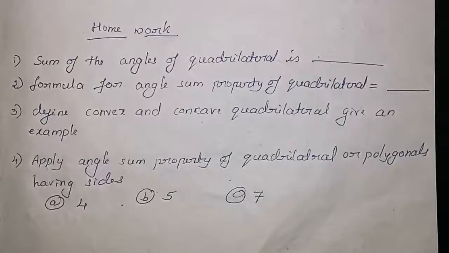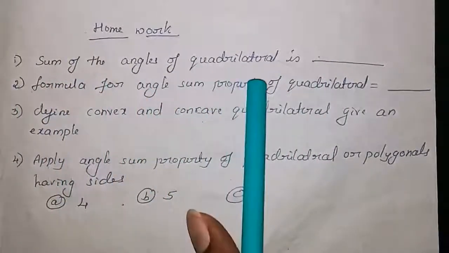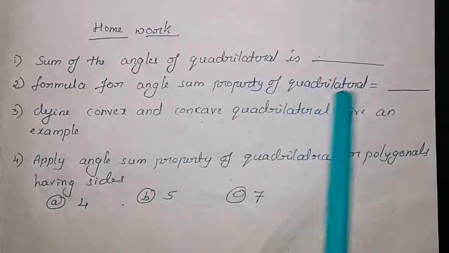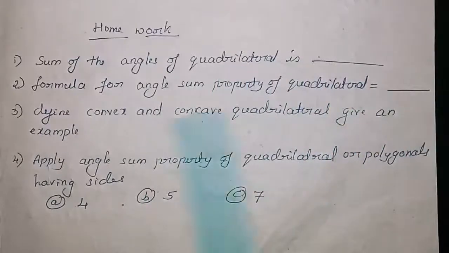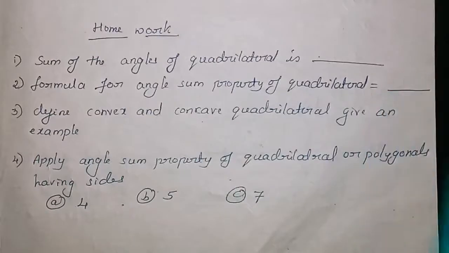Sum of the angles of a quadrilateral is, and here again you write the sum of the angles of a triangle is equal to, also include that one. And the formula for the angle sum property of a quadrilateral, the general formula you have to write. Define convex and concave quadrilateral. Give an example, that means you can draw the diagram. And apply the angle sum property of a quadrilateral or polygon having the given sides. So solve it and send it to me.